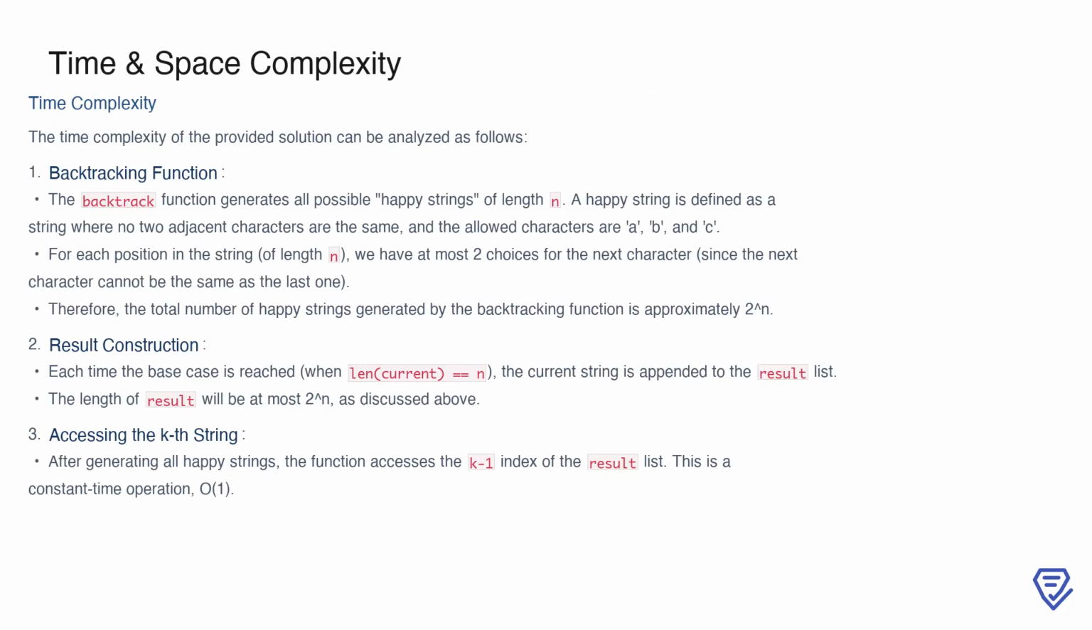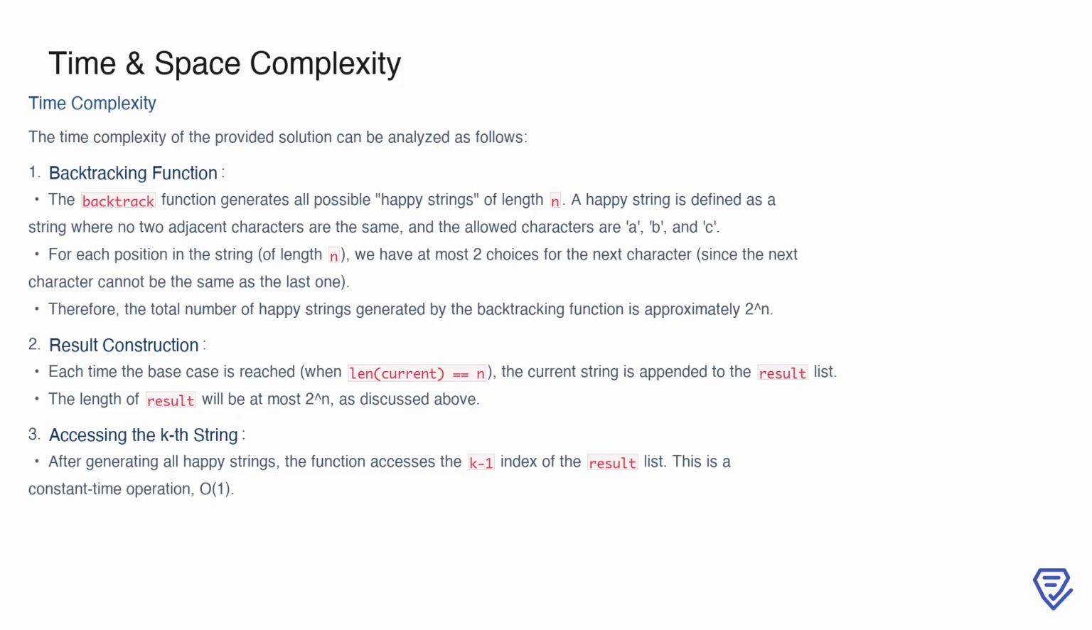To understand the time complexity of this solution, we start by analyzing the backtracking function, which is responsible for generating all possible happy strings of length n. A happy string must satisfy two conditions: no two adjacent characters can be the same, and the characters must be chosen from a, b, and c. At each position in the string, there are at most two valid choices for the next character, as the current character cannot repeat. This means that the total number of happy strings generated by the backtracking function is approximately 2 raised to the power of n.